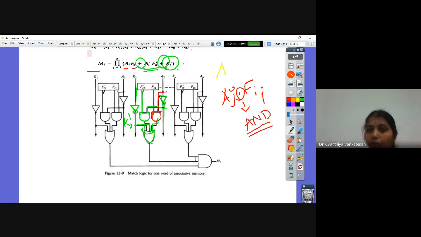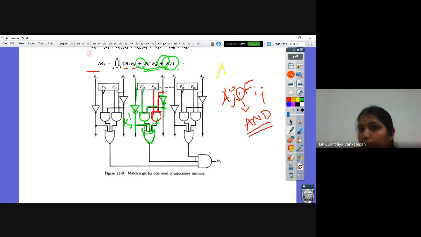That's all. Just by looking at it, you feel it is somewhat complex, but once you understand the Boolean expression, you can draw the circuit for yourself. So this is the match logic. This is the circuit available in our machine to do the match logic inside the associative memory.